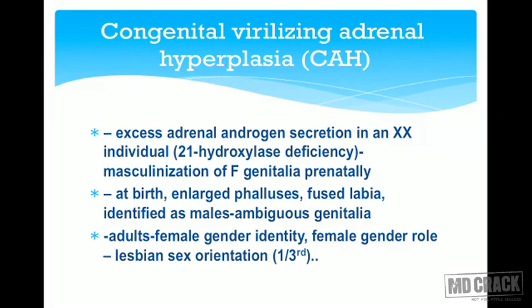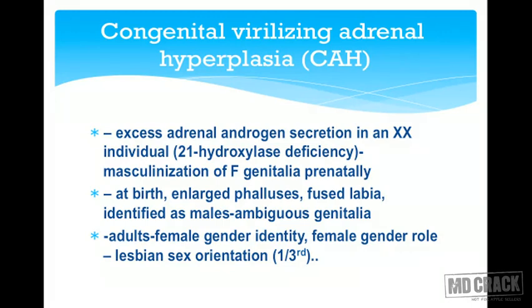The second disease under discussion is congenital virilizing adrenal hyperplasia, abbreviated as CAH, congenital adrenal hyperplasia. What happens in this illness is there's excess adrenal androgen secretion in an XX individual due to the deficiency of 21 hydroxylase. Because the 21 hydroxylase is deficient, there's excess adrenal androgen secretion. The individual is XX, and due to this excess androgen secretion, there is prenatal masculinization of the female genitalia.